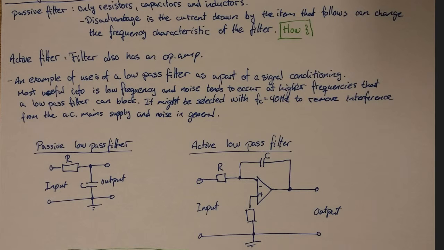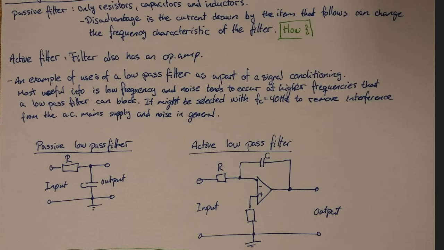Active filters are like the passive filters, but have an added op-amp in their circuit. As an example of use of a low-pass filter in a signal conditioning circuit, where most of the useful information is in the low frequencies and the noise is in the higher frequencies, the low pass filter would block the noise in the higher frequencies. You might select a filter with a cutoff frequency of 40 Hz to remove interference from the AC mains supply and the noise in general.